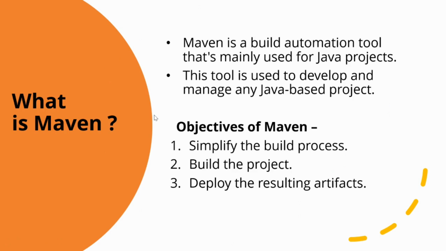Let's start by understanding what is Maven. Maven is a popular open source build tool developed by the Apache group to build, publish, and deploy several projects. It simplifies the build process like Ant, but it is much more advanced than Ant. Maven is a build automation tool that's mainly used for Java projects. This tool is used to develop and manage any Java based project. The objectives of Maven are to simplify the build process, build the project, and deploy the resulting artifacts.